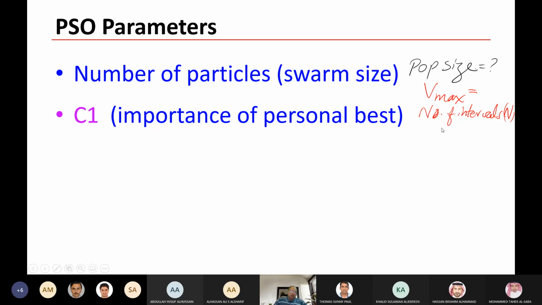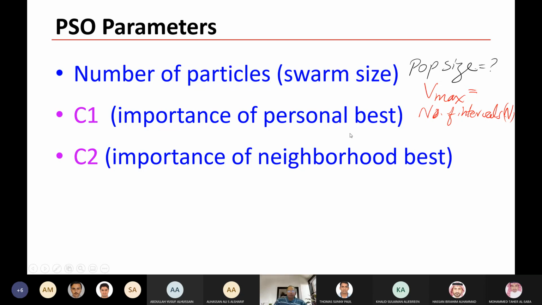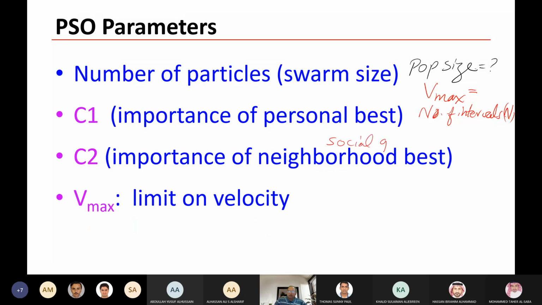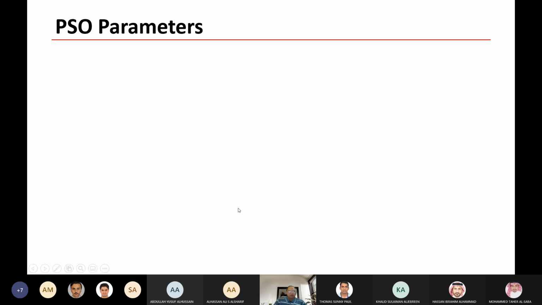So N, the number of intervals, and also C1, the importance of the personal best, and the C2, the importance of the neighborhood best or global best or social, global. Vmax, limit on velocity, all these should be set at the beginning.